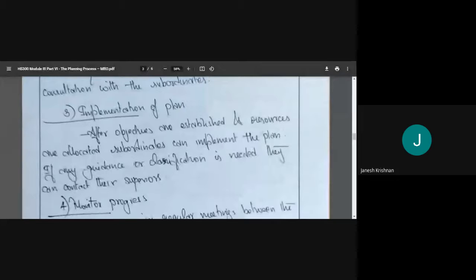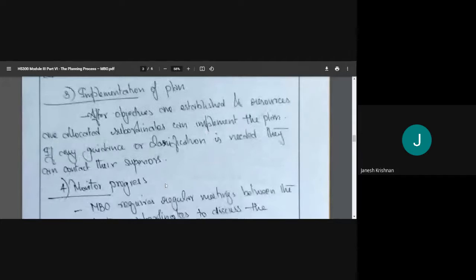Implementation of the plan means after the objectives are established and resources are allocated, the subordinates can implement the plan. If any guidance or clarification is needed, they can contact the supervisor. So after steps 1 and 2, the employees can start their work, and if they need any help, guidance or clarification, they can call upon the superiors. Then the next thing is monitoring the progress.